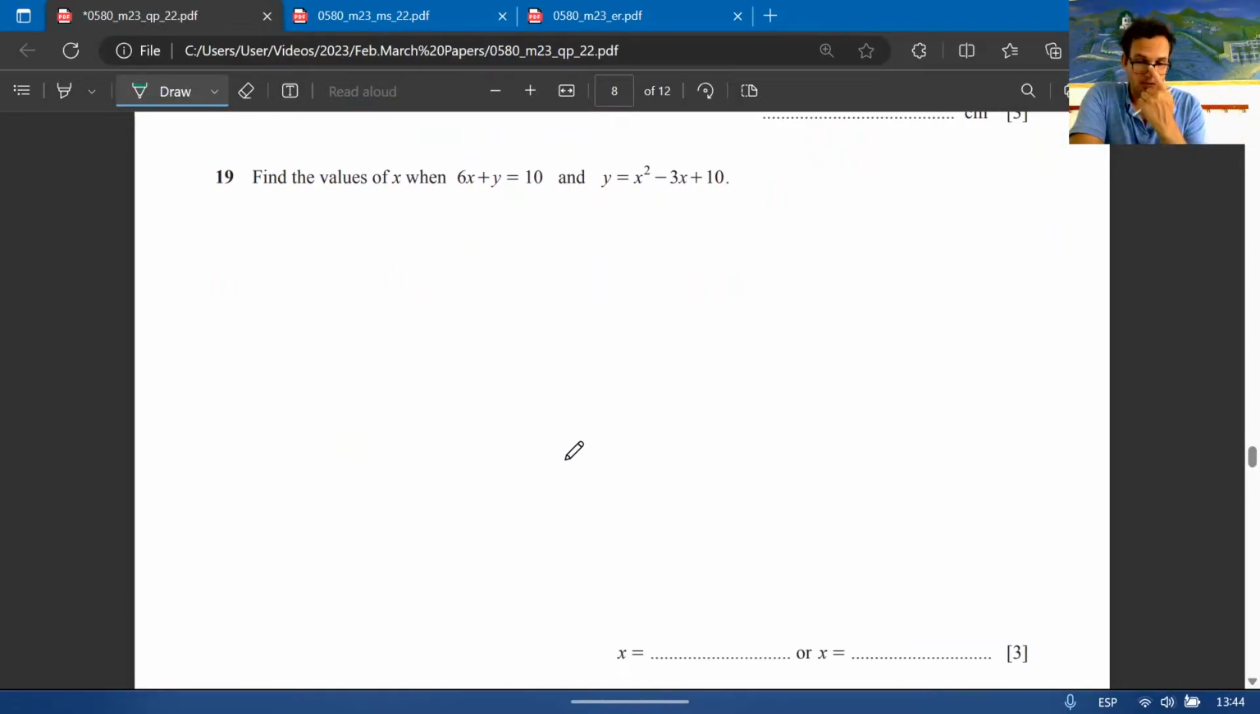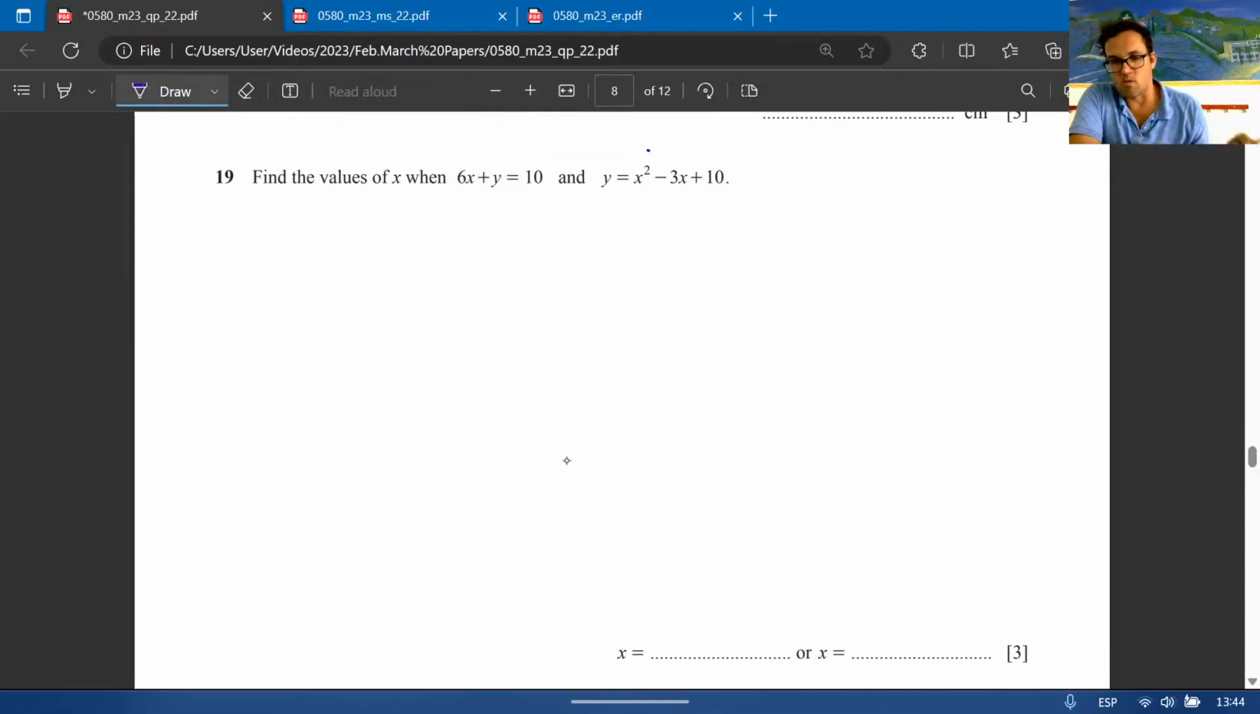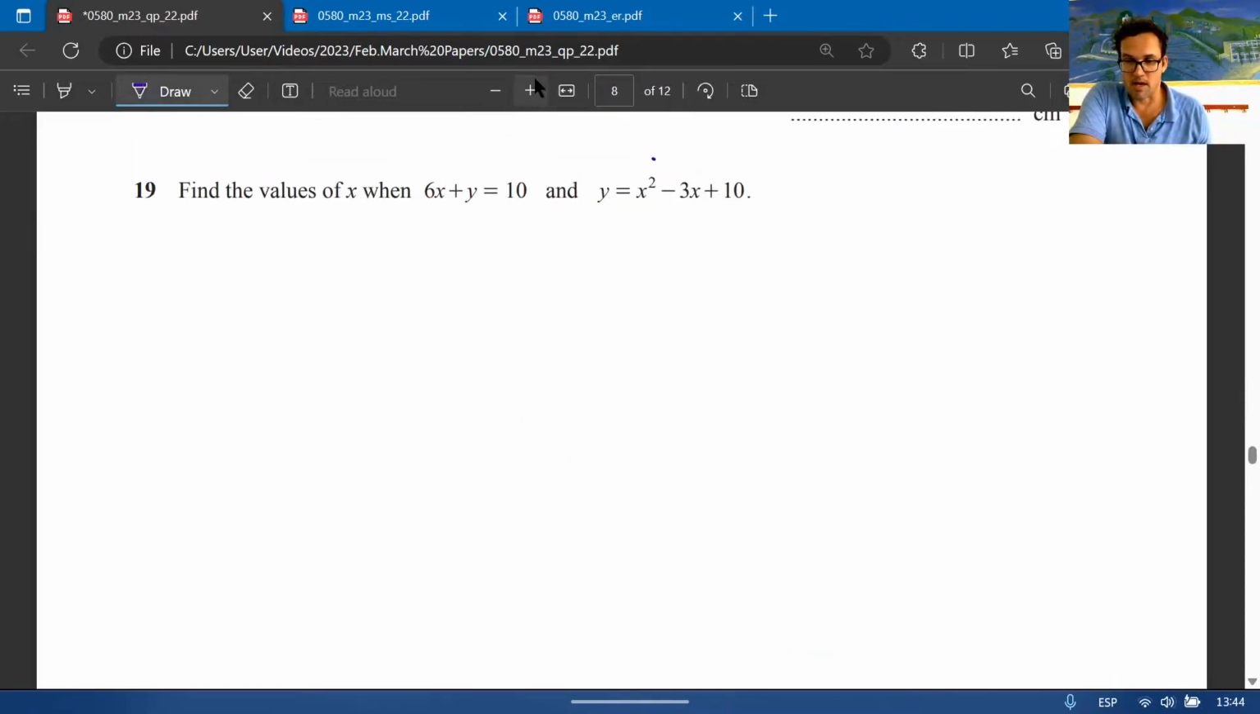Question 19. Find the value of x when 6x plus y equals 10 and y equals x squared minus 3x plus 10. First thing I would want to do here is get rid of that y, because I cannot work out what x is if there's a y in the way. Okay, and for this we'll use the substitution method.